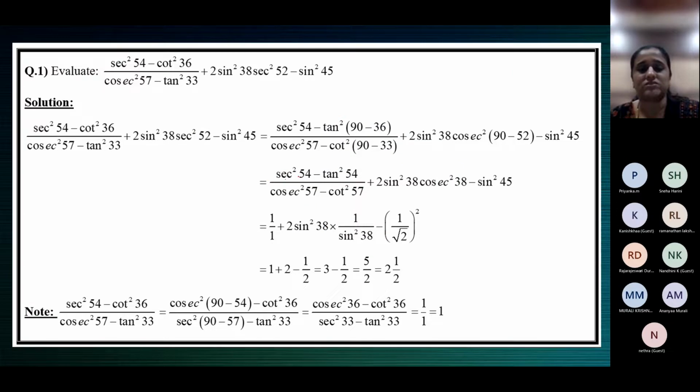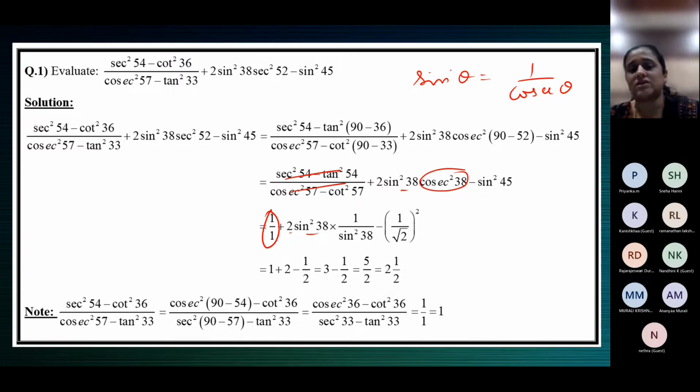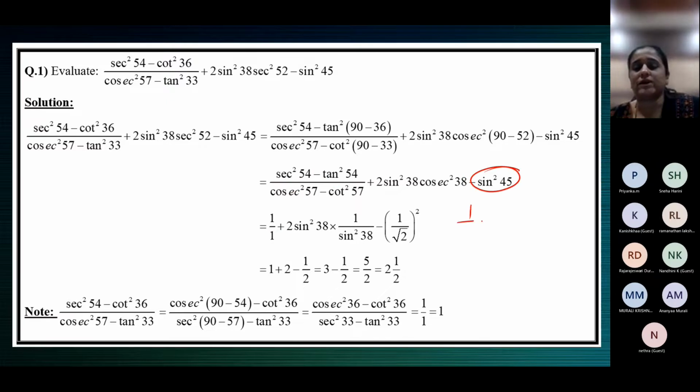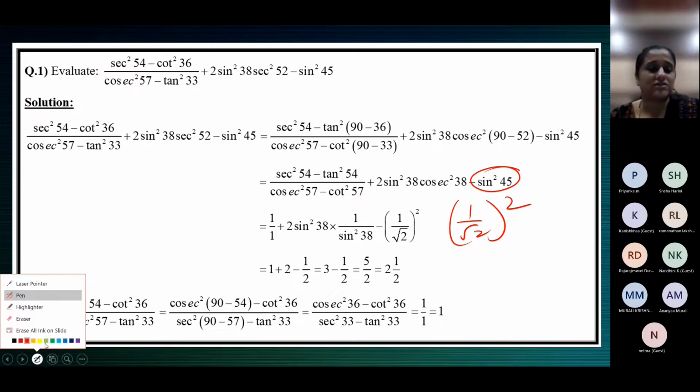See, this one becomes 1. This is 1 by 1. Here 2 into sine square 38 into cosecant square 38 is 1 by sine square 38. See here, sine theta is equal to 1 by cosecant theta. So when you square on both the sides, sine square theta is equal to 1 by cosecant square theta. Sine cubed theta is 1 by cosecant cubed theta, cubing on both the sides. And the value of sine 45 is 1 by root 2. So sine square 45 is 1 by root 2 the whole square. And then it's just simplification.